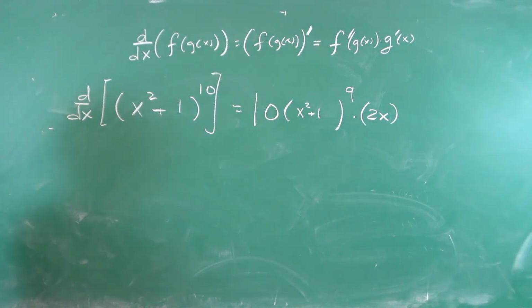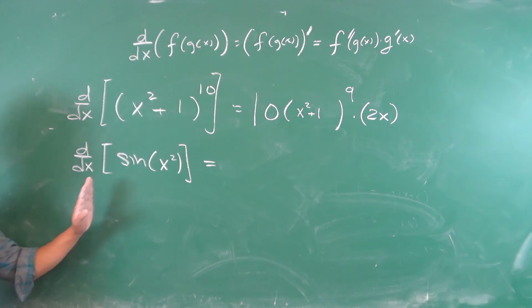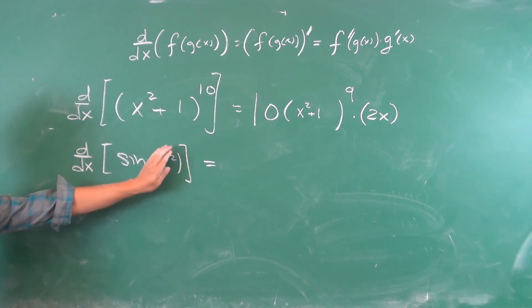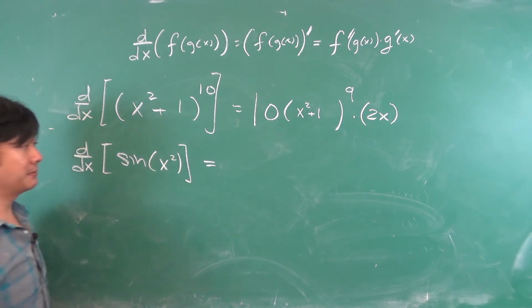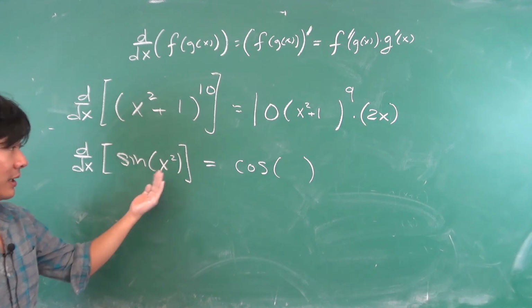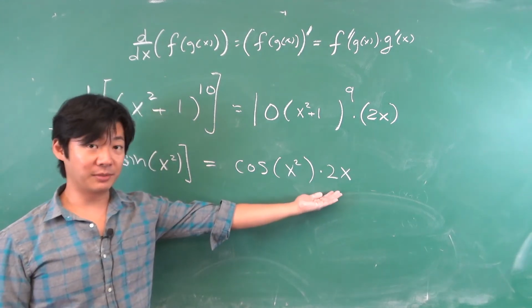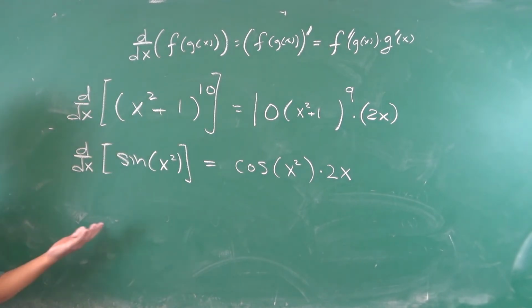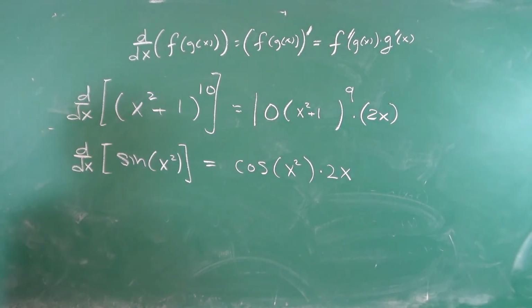Let's do another example. The derivative of sine of x squared. This is a composition of the sine function and x squared. We take the derivative of the outer function, which is cosine, plug in the inside function, and we multiply in the derivative of the inside function. And that's our derivative. Let's do one more.